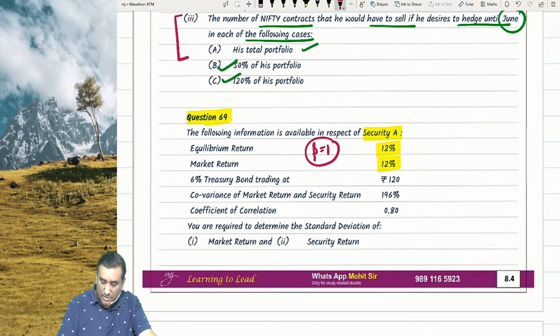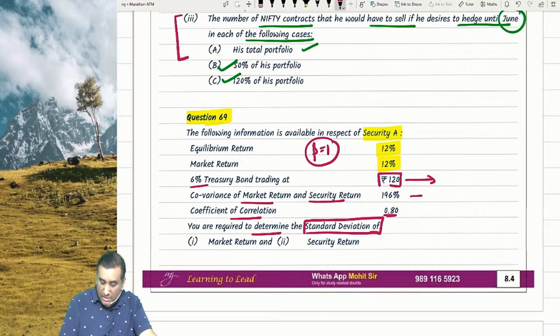That is one way of calculating beta. 6% treasury bond trading at 120. Using this data also we can find beta, that we will see. We'll come back to covariance of market return and security return. That's covariance. Coefficient of correlation 0.8. You are required to determine the standard deviation of a market.